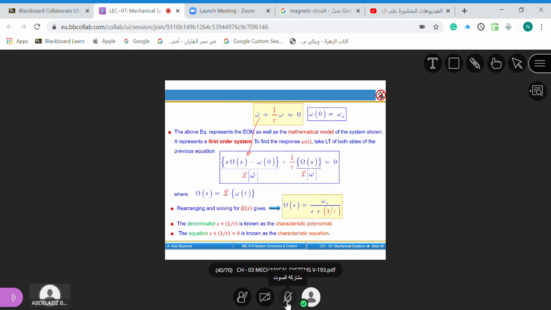This is the initial condition. Omega S is the Laplace transform of omega. So omega S will be simply the Laplace transform of omega, and then plus 1 over tau omega S.